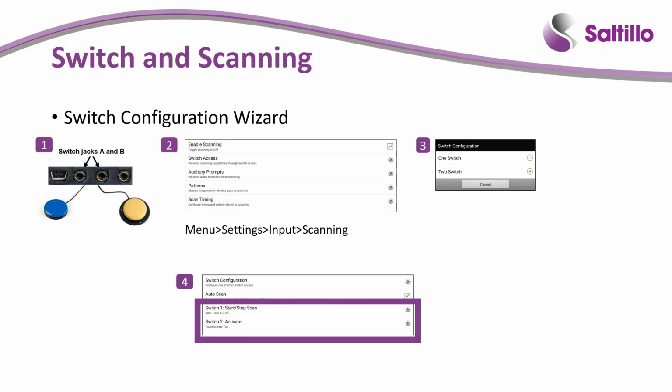Tap Switch 1 and you will be prompted to press any switch and press the switch you wish to start or stop the scan. Repeat the process with Switch 2 for activation. This setup will also allow you to set up a dual switch by assigning the actions in the setup process.